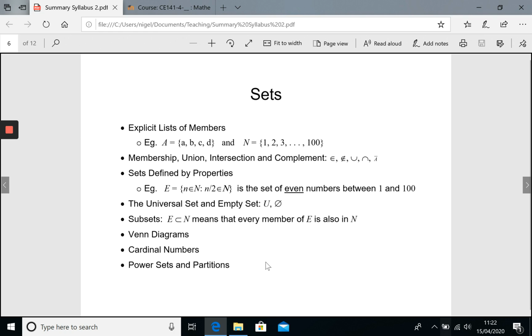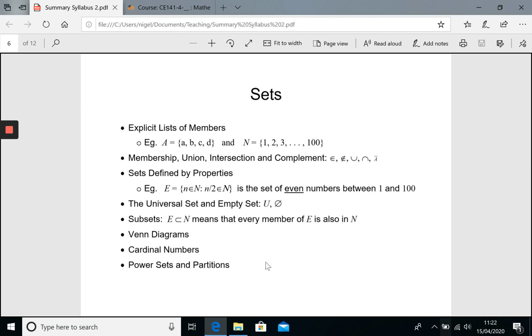And then we looked at this very simple notion of diagrammatic representation of sets, Venn diagrams, and in particular looked at Venn diagrams with 3 sets represented by 3 circles intersecting in various ways.